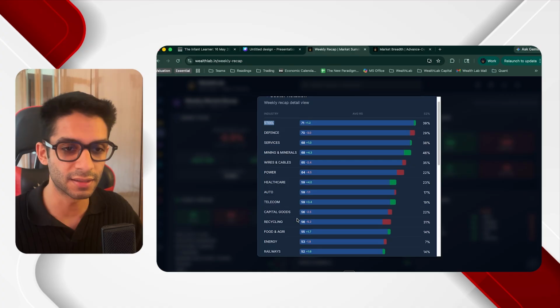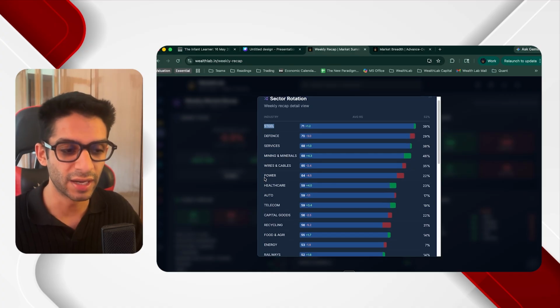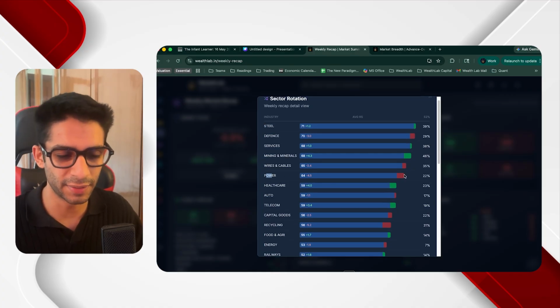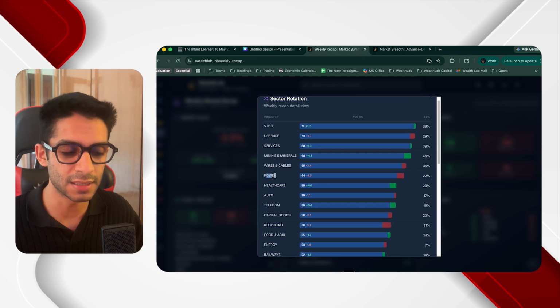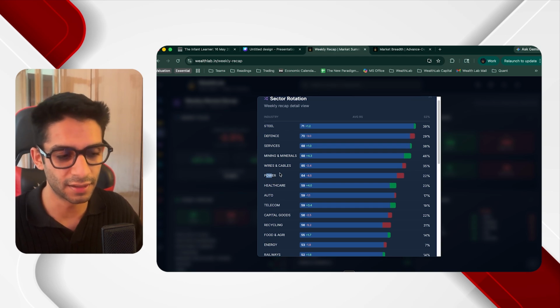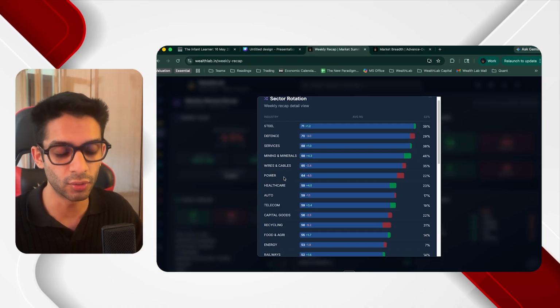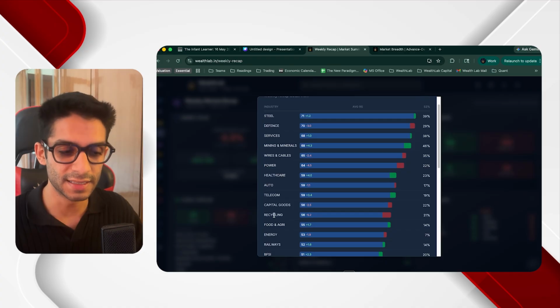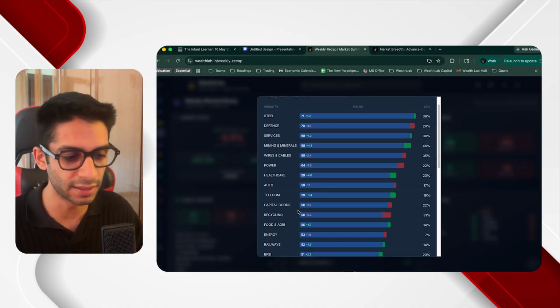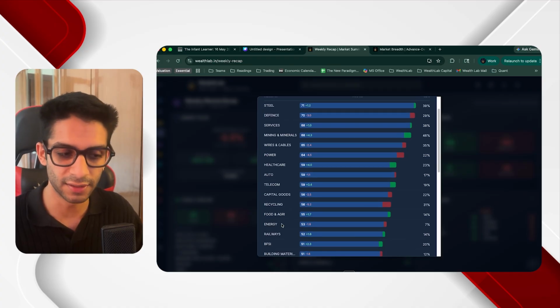Now in terms of sectors that did lose strength, we have power. This is not a big indication or something to worry about, because over the past 4 weeks, power has gained a lot of strength, and now it is only fair that power and wire and cable retreat a bit, see some profit booking, and from there you will have to see if it is again going to gain some strength. In recycling, we saw some strength gain last week, but this week the recycling sector has again given up everything that it had gained. Energy is sitting flat over there.